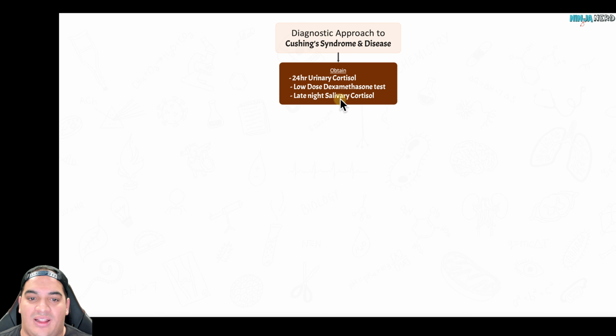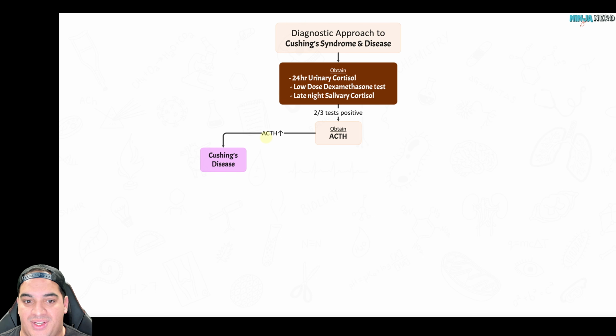If I also test a late night salivary cortisol and that ends up being elevated, again, tells me the cortisol levels are high. So if 2 out of these 3 tests are positive, now I can go ahead and move on and say this patient probably has some degree of Cushing's. I just got to figure out which one. Is it coming from the pituitary, an ectopic tumor, or is it coming from the adrenal gland? If I get an ACTH test, that should tell me. If the ACTH is high, it's then coming again from some type of pituitary tumor or a lung tumor. So it's probably Cushing's disease.